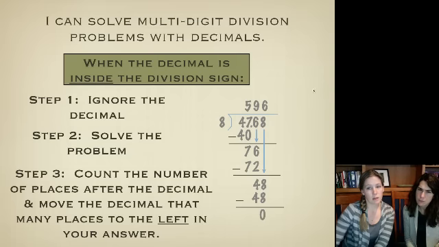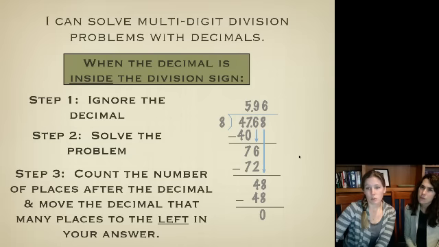So my last step now, 8 times 596 does not give me 47.68. That's way too much. So I've got to look at my decimal here. There's 2 after the decimal in my question. I have to have 2 after my decimal in my answer. So there's short and sweet.